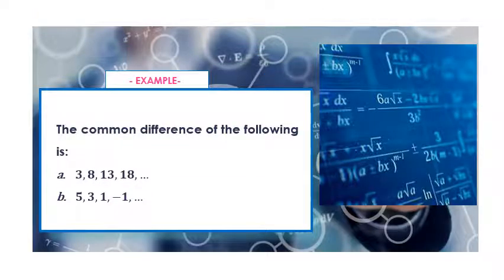Okay, example. Find the common difference of the following. For letter A, our sequence is 3, 8, 13, and 18. And letter B, we have 5, 3, 1, and negative 1. So what we are going to do is to subtract the first term from the next term. For the letter A sequence, our common difference is equal to 5. And for letter B, we have 3 minus 5 is equal to negative 2. And that will now be our final answer.